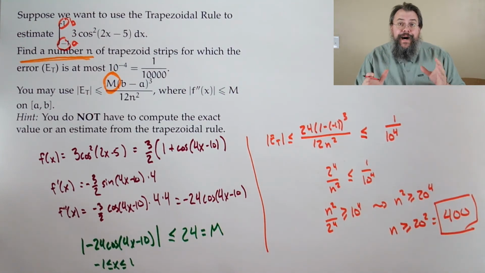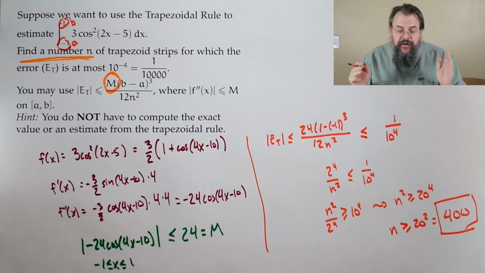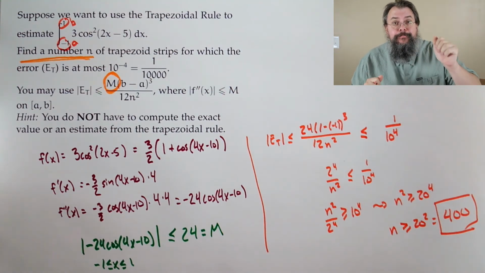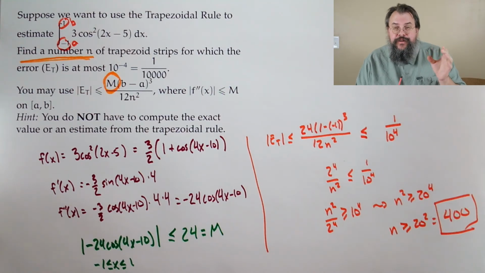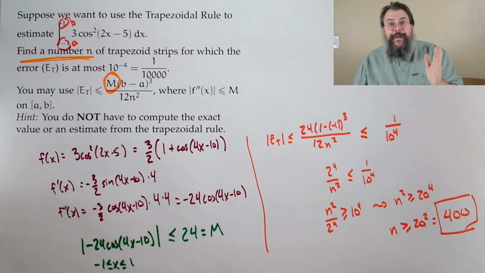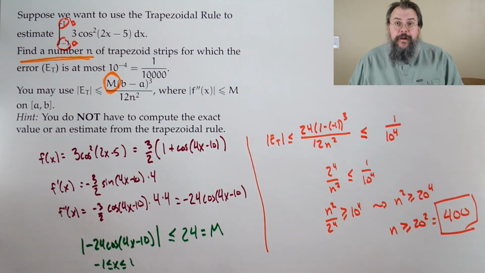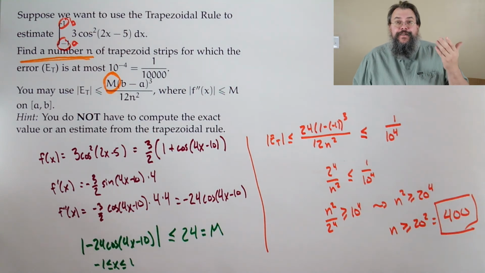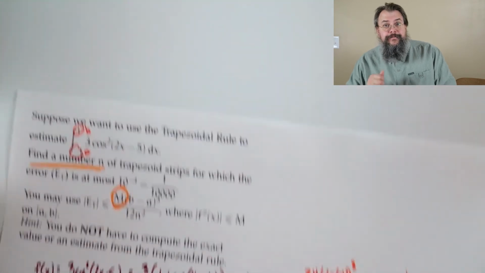So by the time we chop up into 400 pieces, our error is guaranteed to be within 0.00001. Now, it might happen sooner, but definitely by the time we hit 400, and if we go past 400, it's even better. It should be an even better approximation. All right, well, one more. Let's do one more problem.